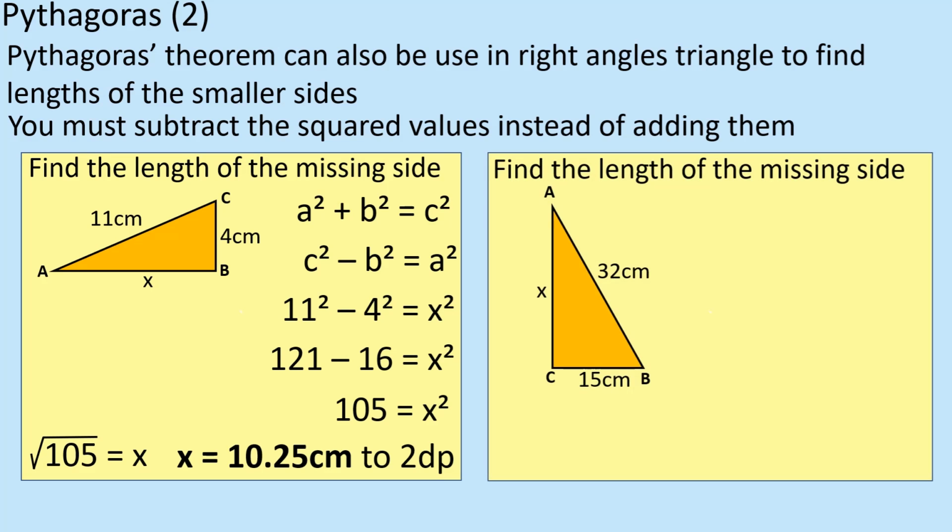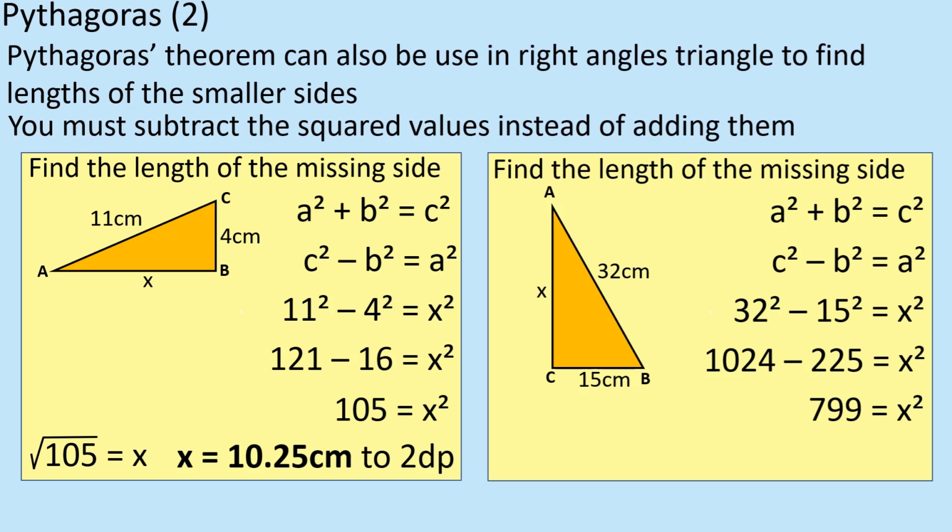Same idea over here. Which is the long side? Well, the long side is 32, and again I'm looking for a shorter side. So it's going to be 32 squared minus 15 squared, and then of course square root it at the end, which is going to give you 28.27.